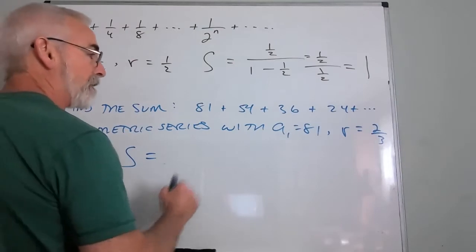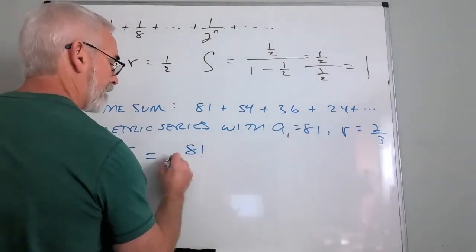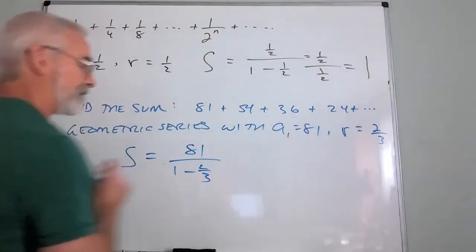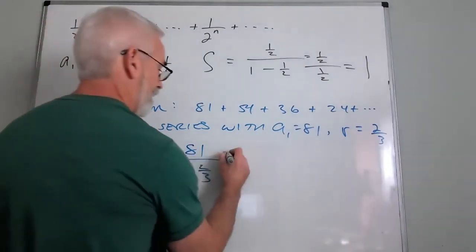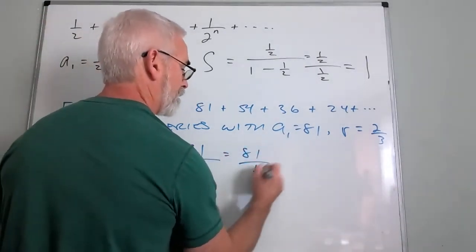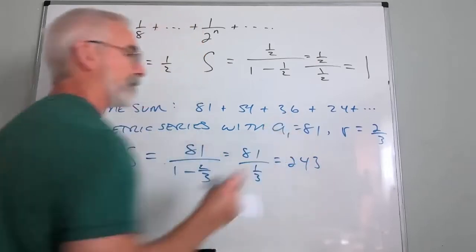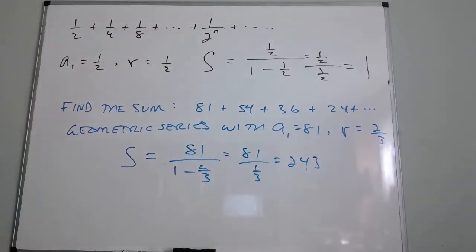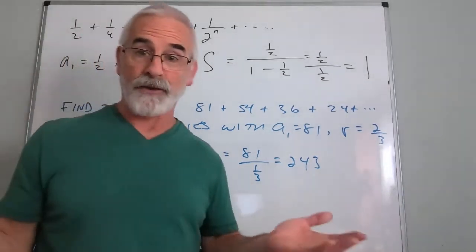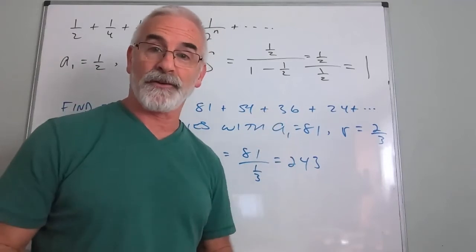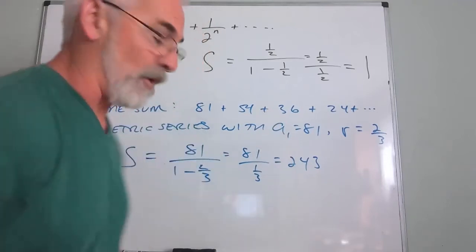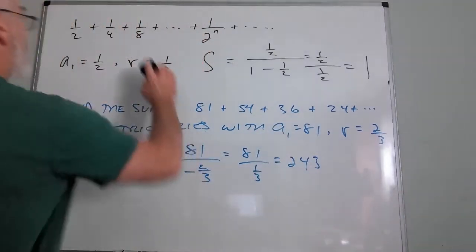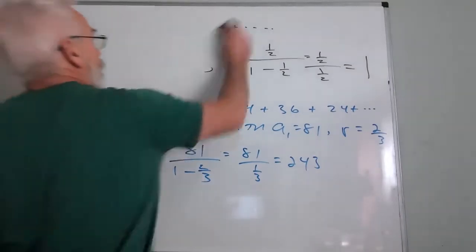But the infinite sum is first term over 1 minus the constant ratio. That would be 81 over 1/3, or 243. This will add to 243, which is just beautiful. And that was not very much work. So calculating a geometric series is easy if R is small. It's a simple formula. Does it ever fail?